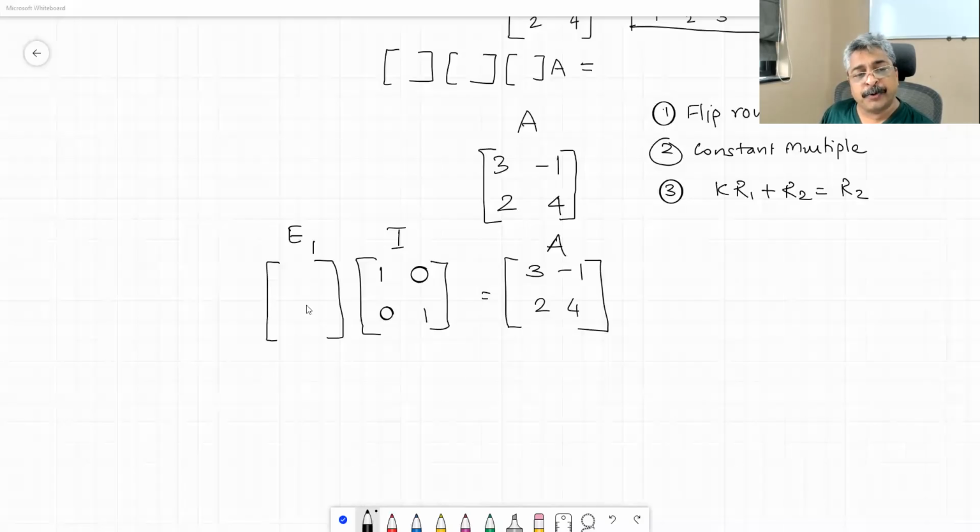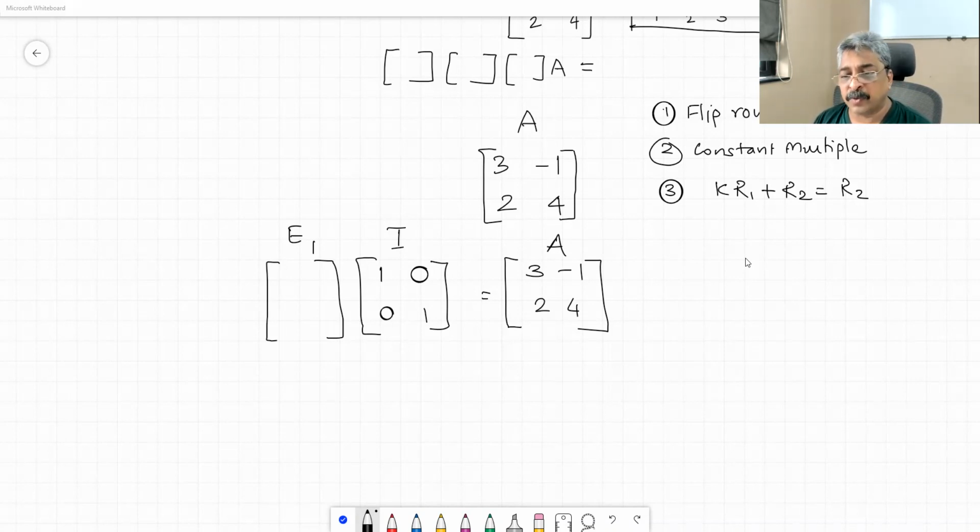Now, elementary transformation matrix means you are doing these three operations: flipping the rows, multiplying a row by a constant, or multiplying a row by a constant and adding it to the other row. These are the three elementary transformations which we are doing on the identity matrix to get transformation matrices E1, E2, E3, E4, and those are pre-multiplied to I.